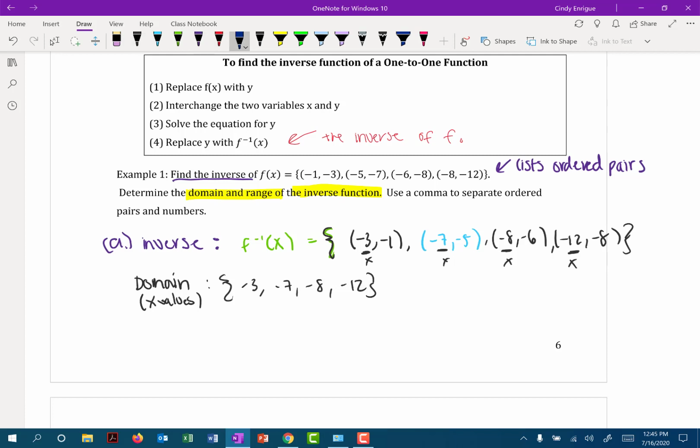Now, if I am looking for my range, don't forget, the range is all of my y values. So instead of looking at the x's, I'm going to be looking at the y's now. So all of these elements are going to be values in my range. I have a -1, a -5, a -6, and a -8. And it says, use a comma to separate the ordered pairs and numbers. Oh, okay, I already did that. There's commas everywhere. So I have my inverse, I have my domain, and I have my range.